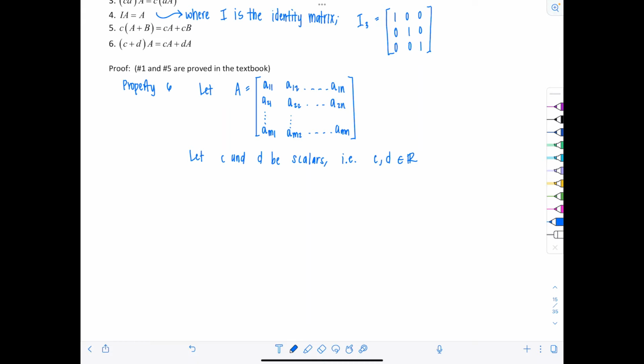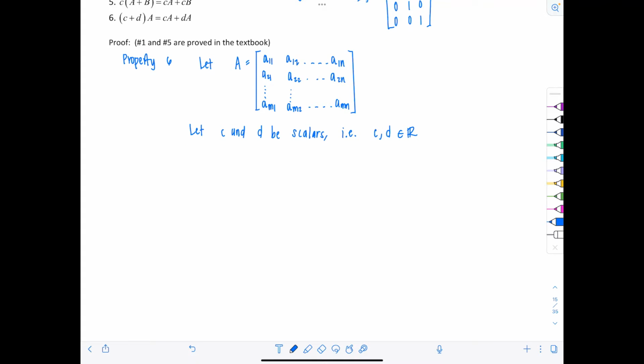Now let's start off with the left-hand side. We have the scalars c plus d times matrix A. We're going to manipulate that using how we've defined matrix A here, and see if we can play around with things and get the right-hand side of that property. So c plus d times A would equal c plus d, and then now I'm going to write out the matrix that represents A, that's size m by n. So a11, a21, all the way down, a12, a22, keep it going, a2n, amn.